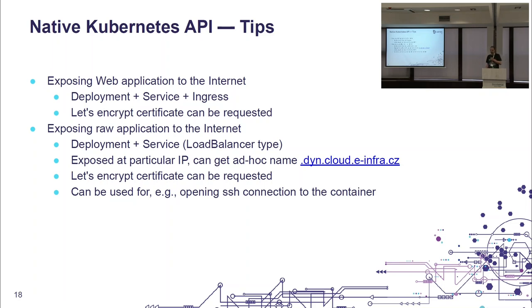You can also expose a raw application. It means that you deploy only a deployment and a service. As I mentioned, it has to be of load balancer type, and it can be exposed at a particular IP. Also, you can get an ad hoc DNS name in the domain dyn.cloud.e-infra.cz. Also, you can get a Let's Encrypt certificate if you request one. And in this case, you do not have to take care of reissuing the new certificate. The Kubernetes infrastructure does it for you automatically.